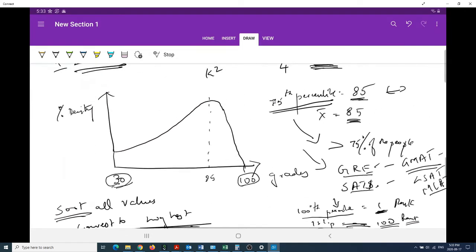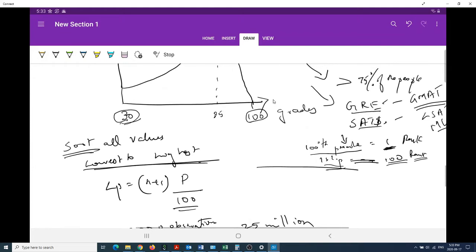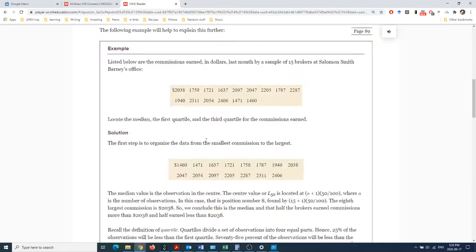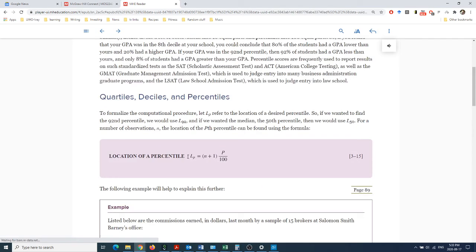And this is the idea of a percentile. The way you could compute that is through this formula over here. P is the position: if you want to find out the 75th percentile, P is 75. N is the number of observations. If you want to find out the 25th percentile, 33rd percentile, 48th percentile, whatever you're interested in, that's P. Okay.